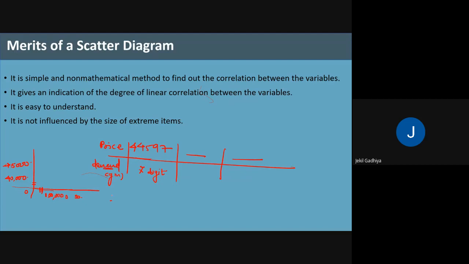So using this scatter diagram, you can plot the points very easily like this, and you can decide whether it is linear, non-linear, perfect positive, perfect negative, higher degree positive, higher degree negative, or no correlation. So using a scatter diagram, you can draw the graph very easily, and the extreme size of the data doesn't matter here. Okay, so these are the advantages of a scatter diagram. Please read this. Still, if you have any query, then tell me.